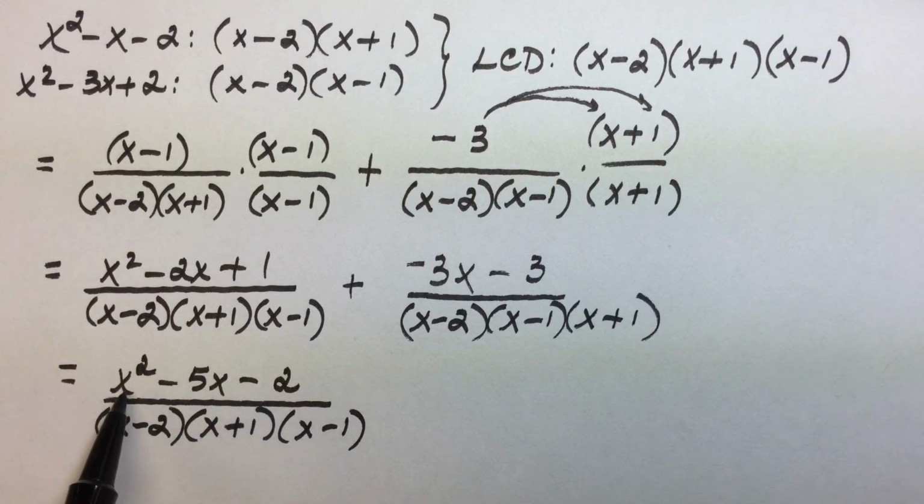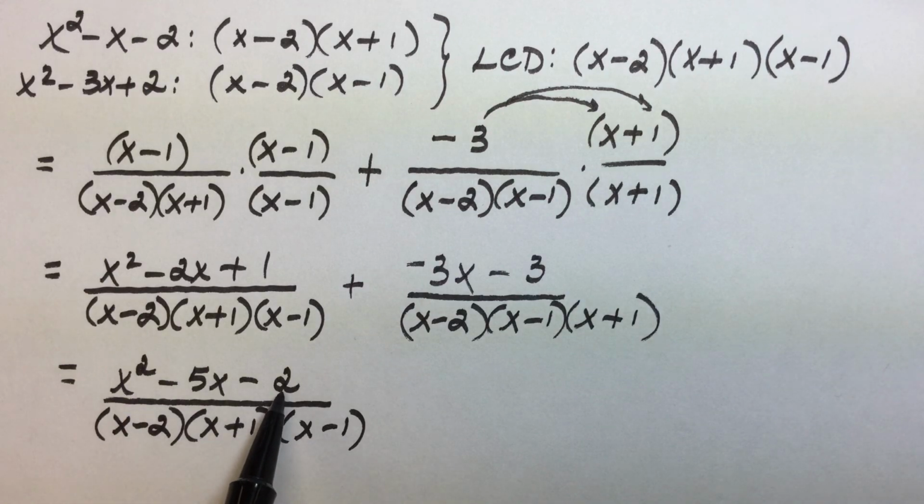The numerator is a trinomial that is prime. We cannot find factors of 2, which would be 1 and 2, one positive, one negative, that will add up to be 5, and so we have it in simplified form.